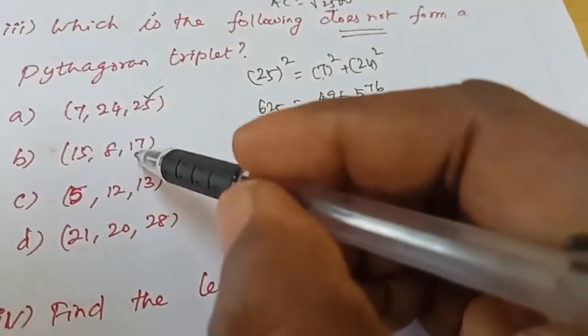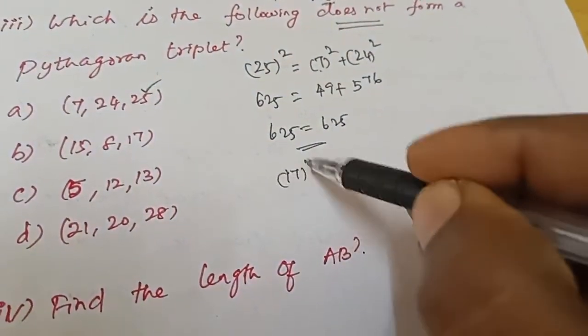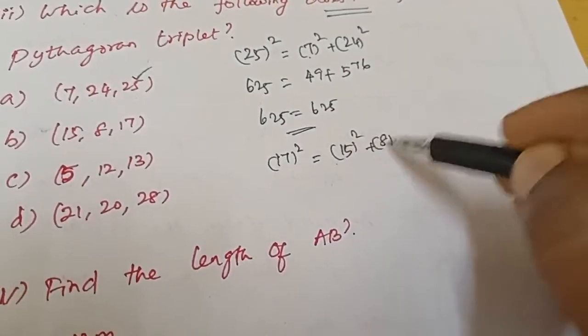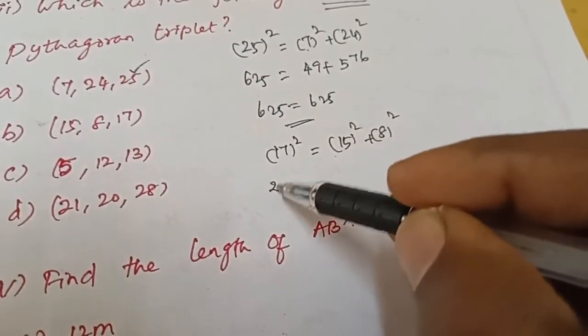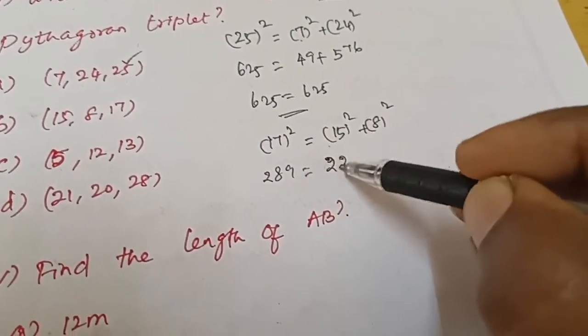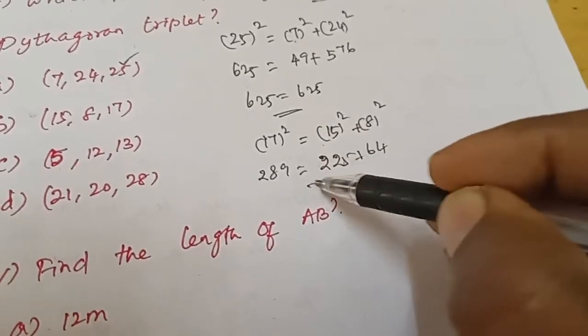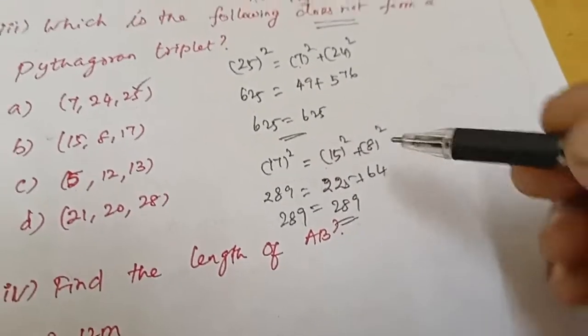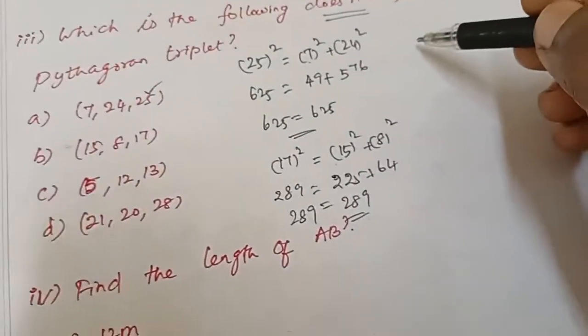In the second option, 17 is the greater. So 17 the whole square equals 15 the whole square plus 8 the whole square. 17 square is 289. 15 square is 225 plus 64. If you add, 289 will come. So this option is also correct, so we will go for the third option.